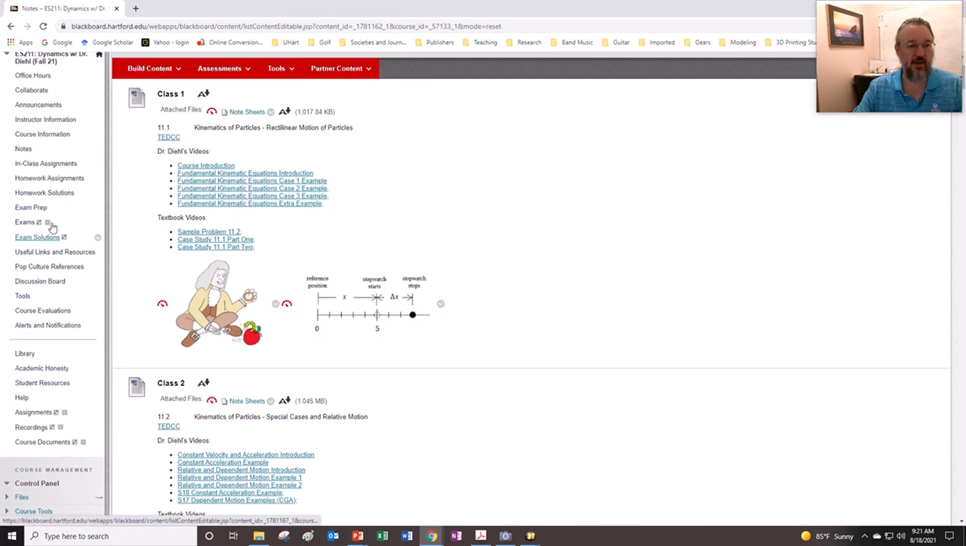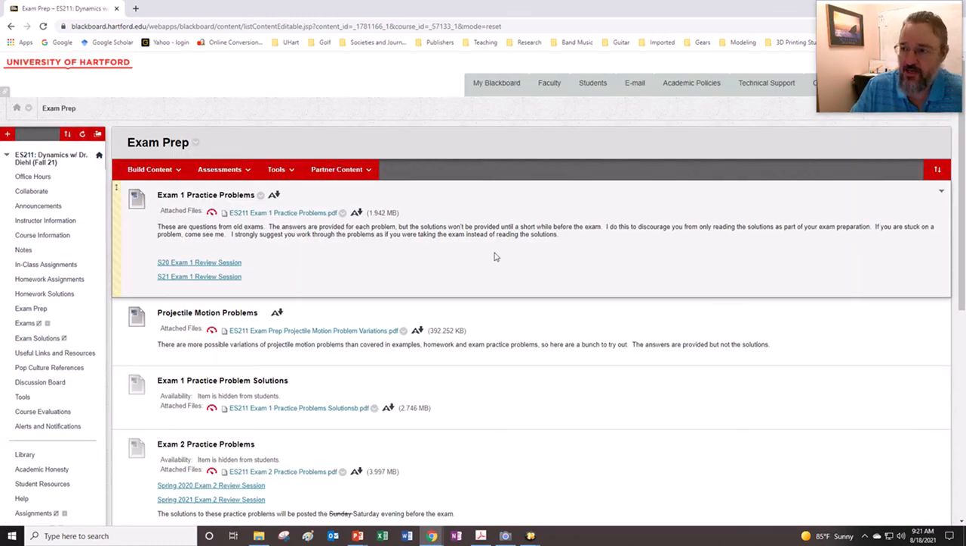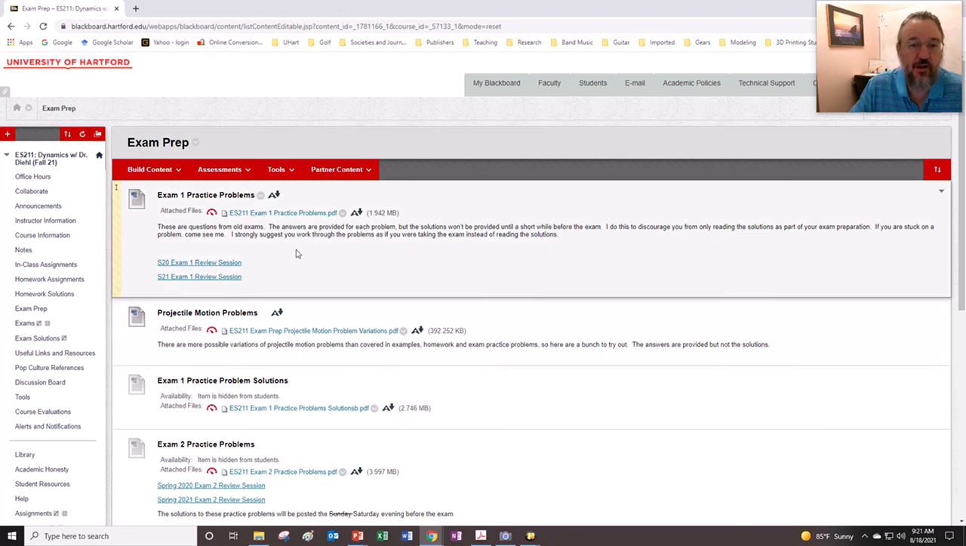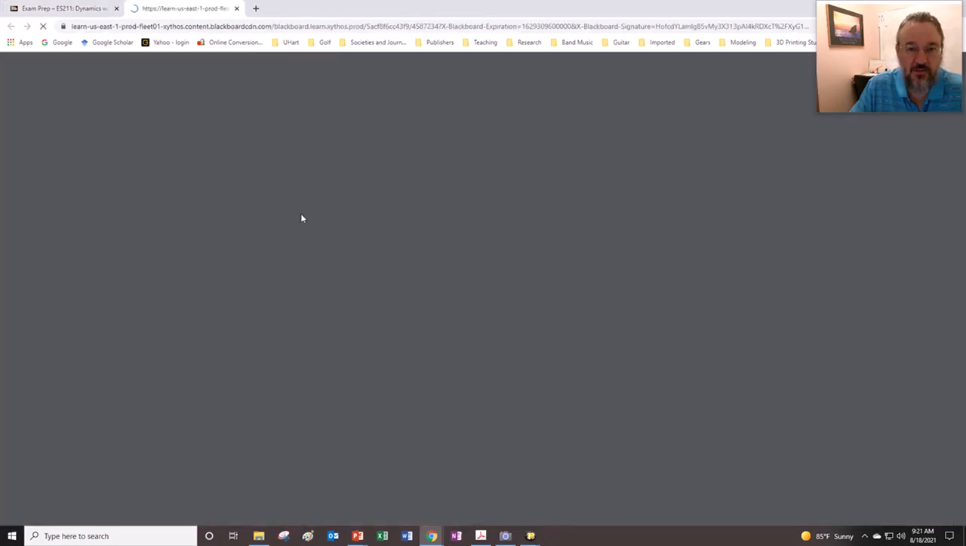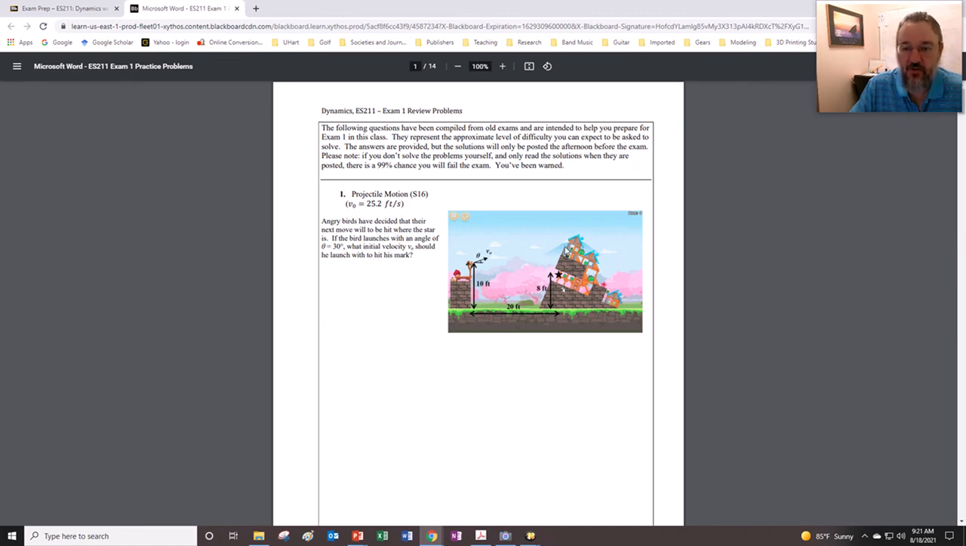Also I want to point out the exam prep section, because our first exam is just going to cover classes 1, 2, 3, 4, and 5. So we're right in the midpoint of where we're going to have the exam material. We have exam review material available. You won't be able to see the solutions for a little while, but we have practice problems that you can go over, right? And so here's some more.